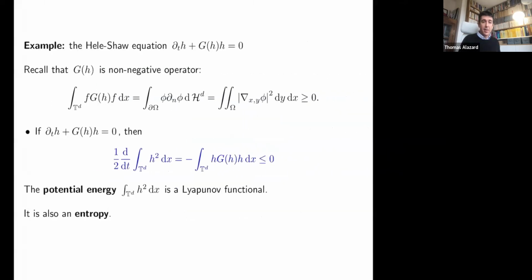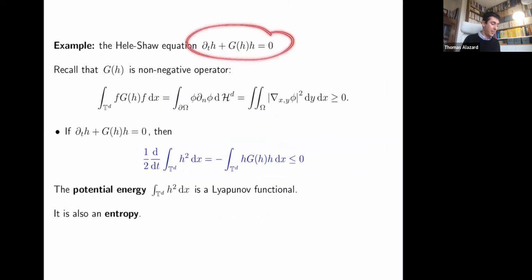For the elliptic equation, the main inequality is the energy estimate, of course. It exploits the fact that G(h) is a non-negative operator. Namely, if you consider the integral of f G(h) of f, by definition, this is equal to the integral over the free surface of phi dn phi, where phi is the harmonic extension. And since phi is harmonic, you can apply Stokes' divergence theorem to rewrite this as the integral of the square of the gradient of phi. In particular, this is non-negative.